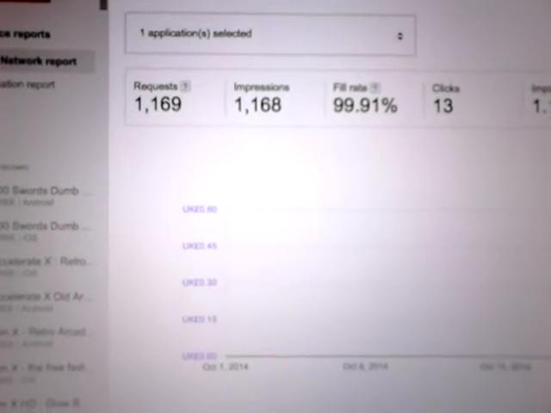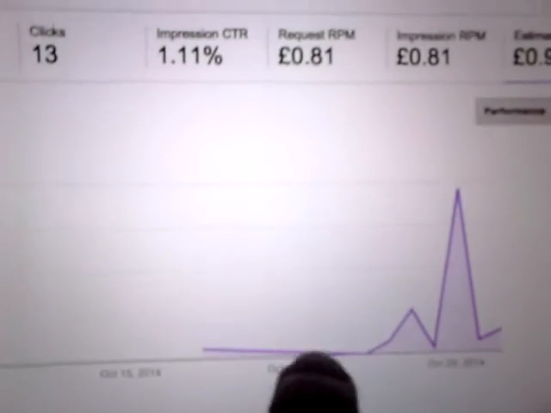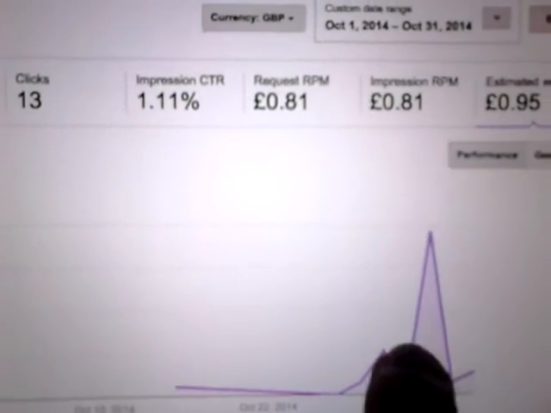So what I want to do is, this is October revenue for iOS. Very, very low here on AdMob. We got very few installs on iOS in October, so I'm not expecting anything big.